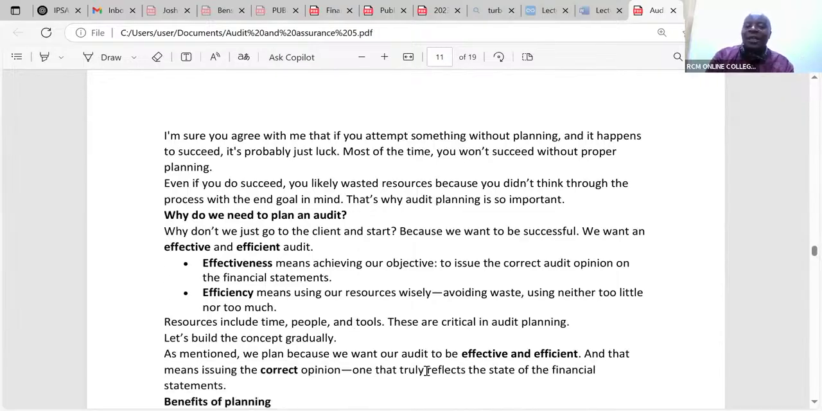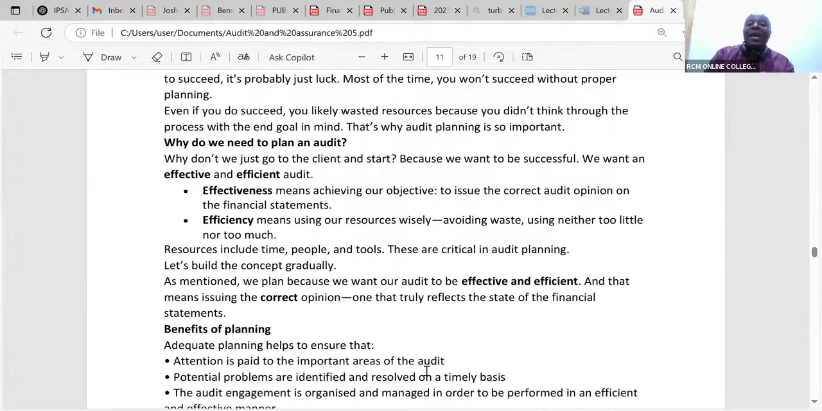Let's build these concepts gradually, ladies and gentlemen. As mentioned, we plan because we want our audit to be effective and efficient. And that means issuing the correct opinion, one that truly reflects the state of the financial statements.